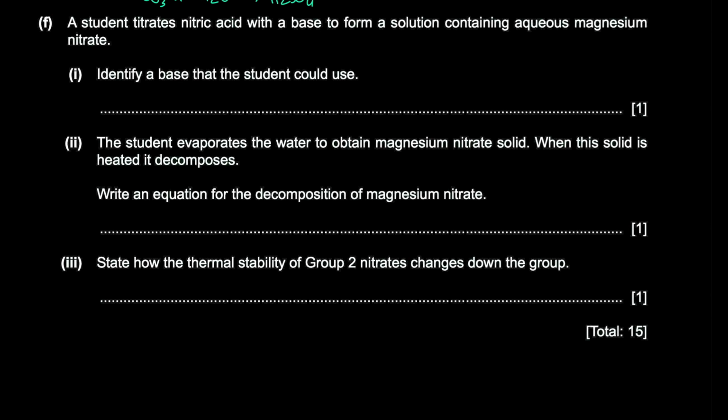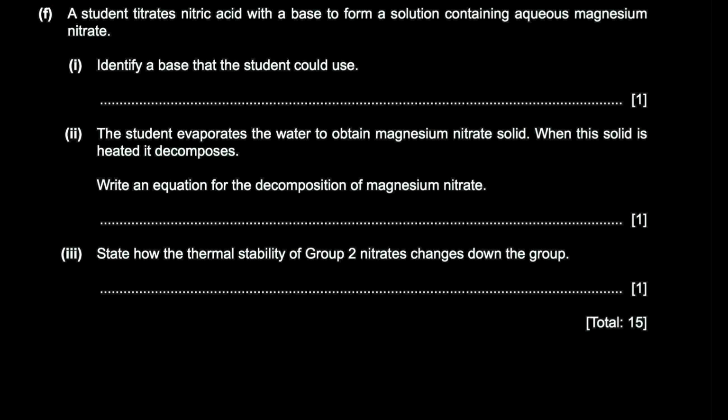A student titrates nitric acid with a base to form a solution containing aqueous magnesium nitrate. Identify a base that the student could use. You want to react nitric acid with a base to form magnesium nitrate, so your base has to contain magnesium. A suitable base would be magnesium hydroxide. You react magnesium hydroxide with nitric acid, you get salt and water, so you get magnesium nitrate and H2O. The student evaporates the water to obtain magnesium nitrate solid.